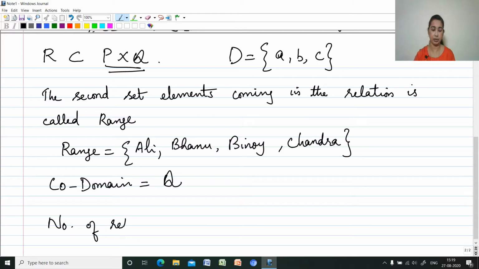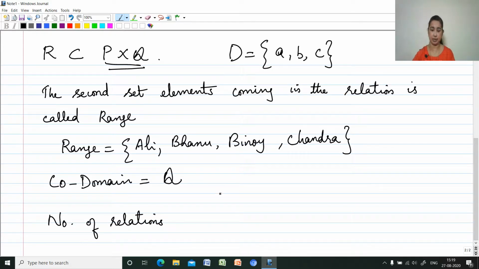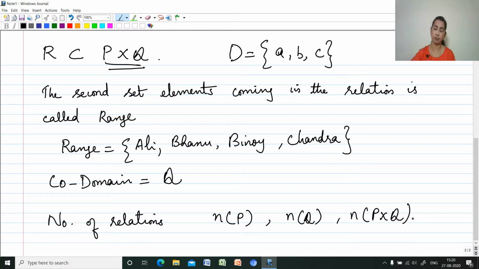Number of relations. We know that in the first set, how many elements will be there in P? It is number of elements of P. N of P denotes the number of elements of P. N of Q denotes the number of elements of Q. And N of P cross Q means the number of elements of the Cartesian product P and Q.